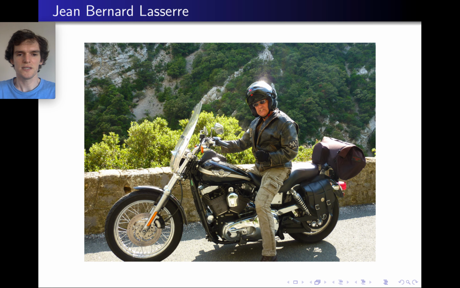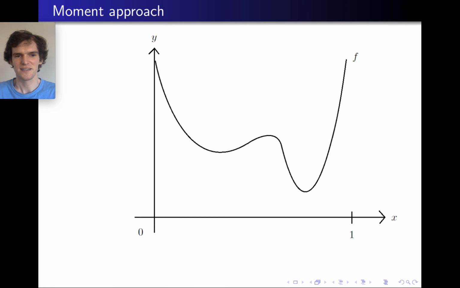What we're going to see now is how we tackle the multivariate case, and for that we're going to use the moment approach proposed by Jean-Bernard Lasserre. Remember we're trying to minimize some non-convex objective. Let's just restrict ourselves to the interval 0, 1.